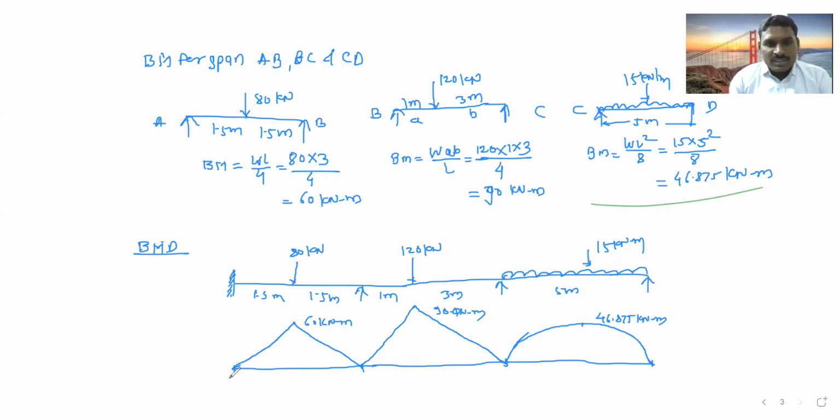So 30 kilonewton meter. For span AB, this is A, B, C and D. The support here is a fixed support, so it will be 30 kilonewton meter at the fixed support. Then for span BC, it is 30 kilonewton meter. For span BC, how much?